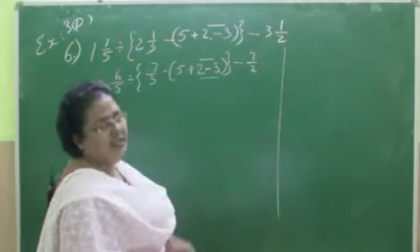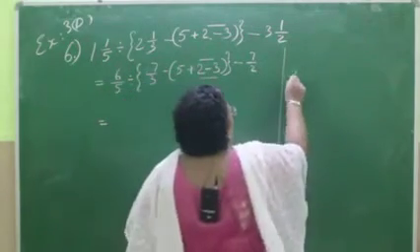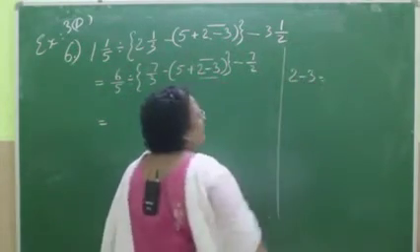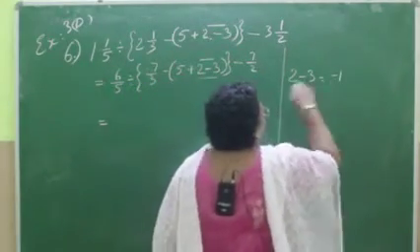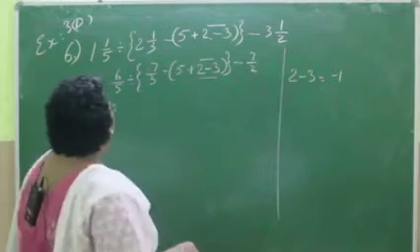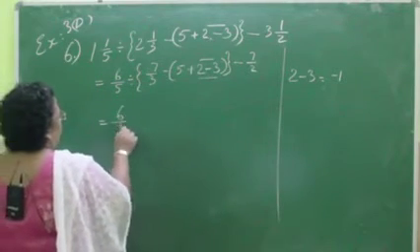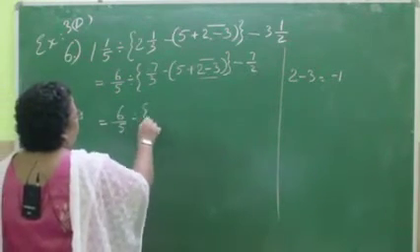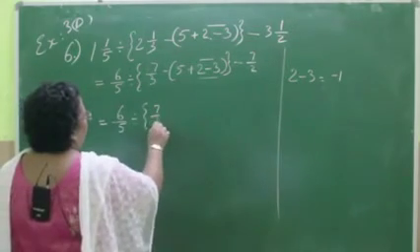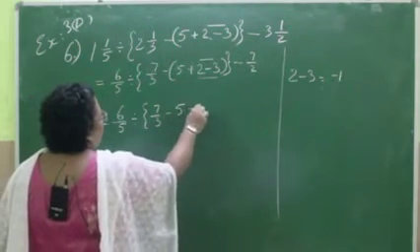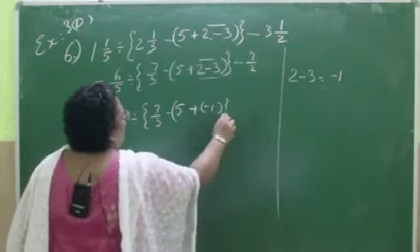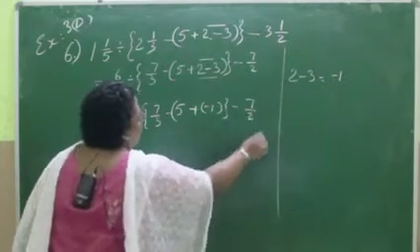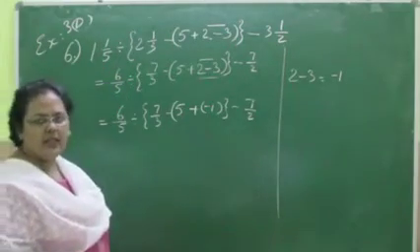So 2 minus 3, you have to do first the 2 minus 3. What is 2 minus 3? It is negative 1. Okay. 6 by 5 divided by, the same way we are writing, 7 by 3 minus 5 plus negative 1 closing it, 7 by 2. Okay.